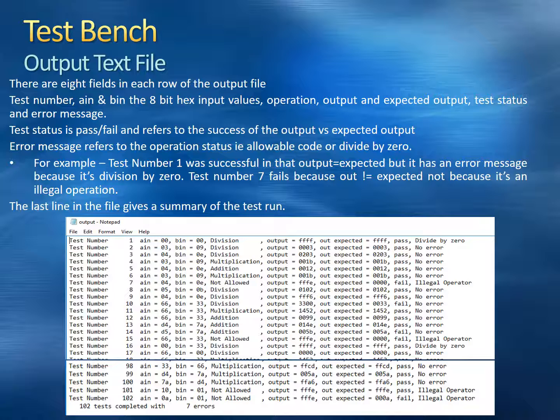So on test number 7, it failed because the test vector said the expected output was 0000, but the actual output was FFFE, the error code for an illegal opcode. This was an intentional error that I put in there just to demonstrate this operation.